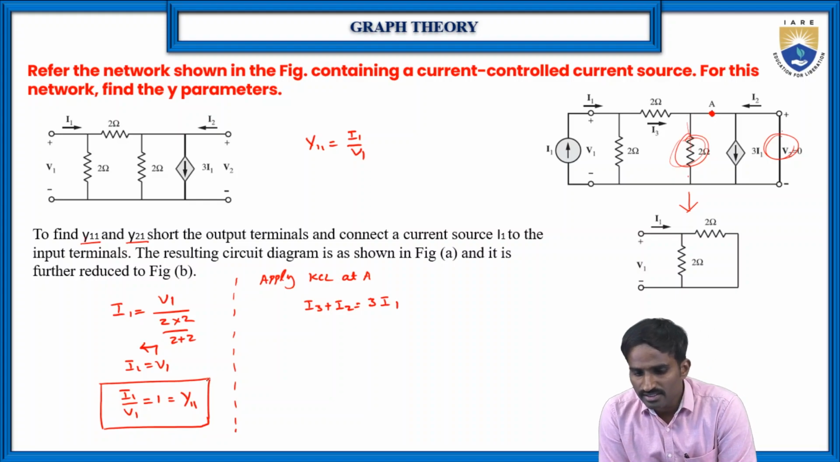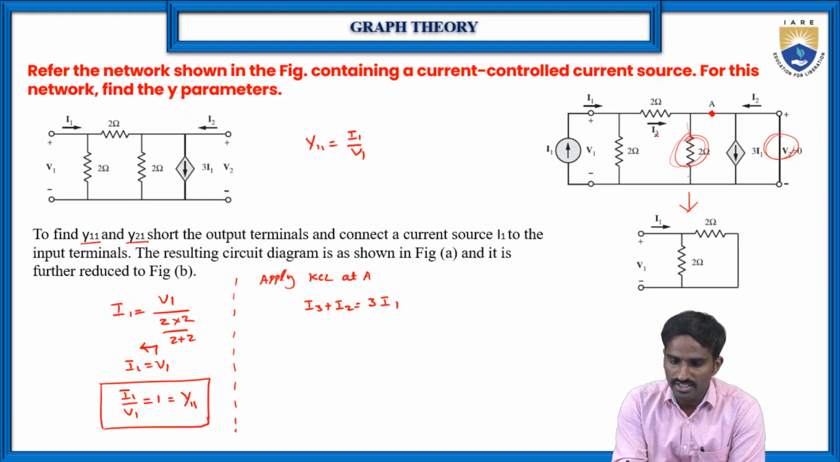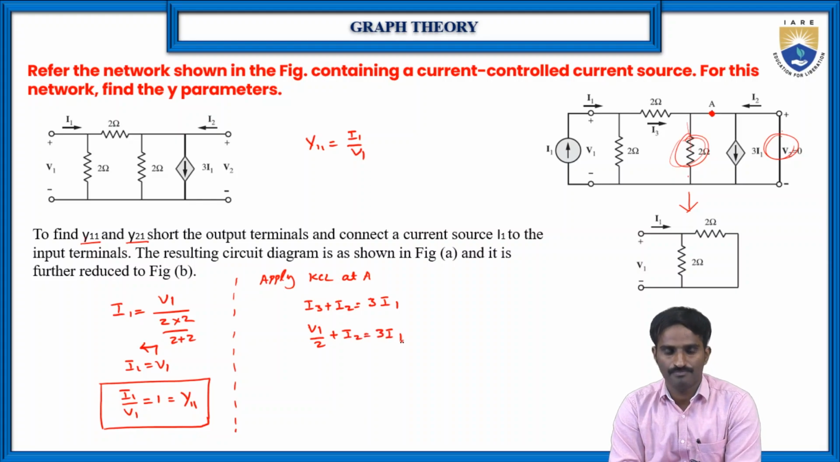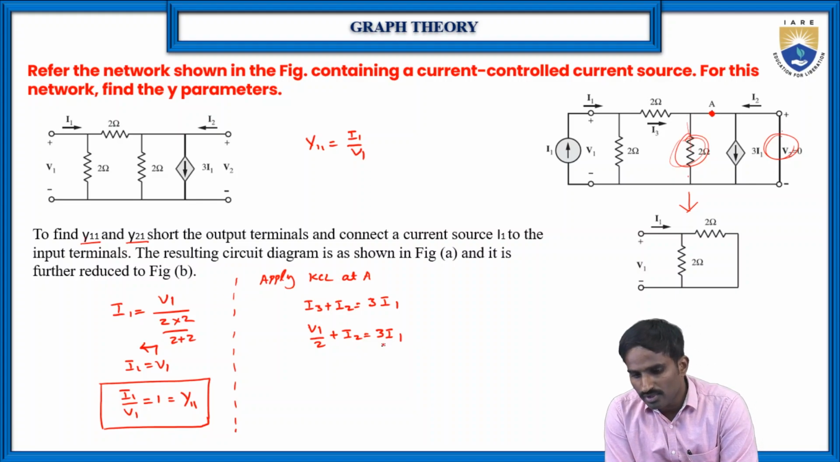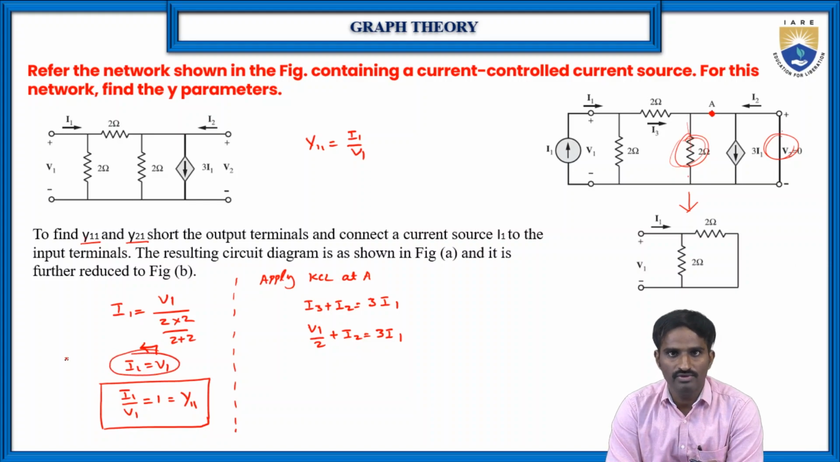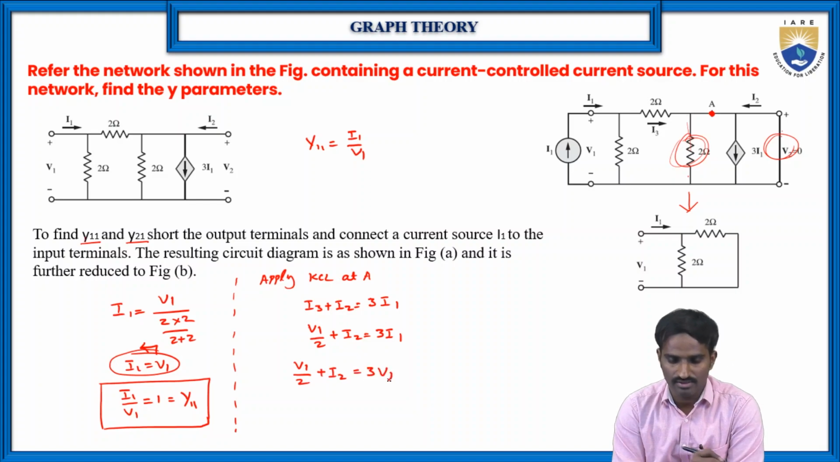So what is I3 here? I3 is the current flowing through the 2 ohms resistor, which is V1 by 2, as we just calculated. So V1 by 2 plus I2 is equal to 3 into I1. And since I1 is equal to V1, we get V1 by 2 plus I2 equal to 3 into V1.